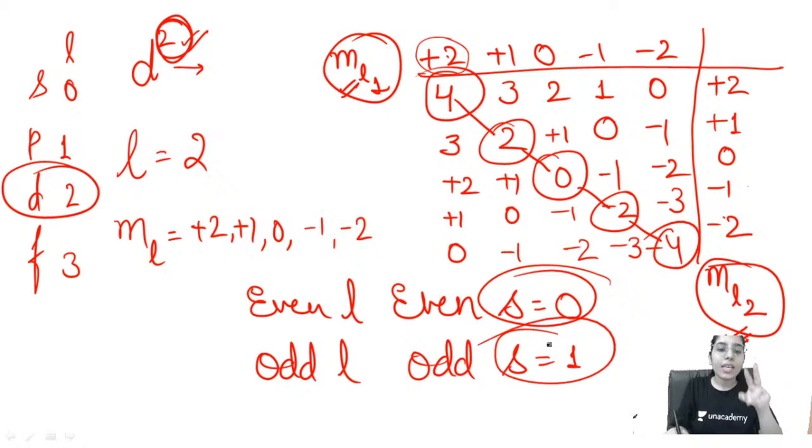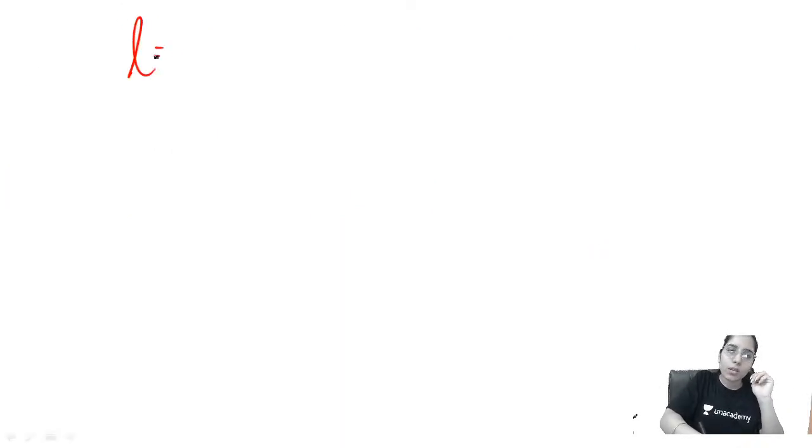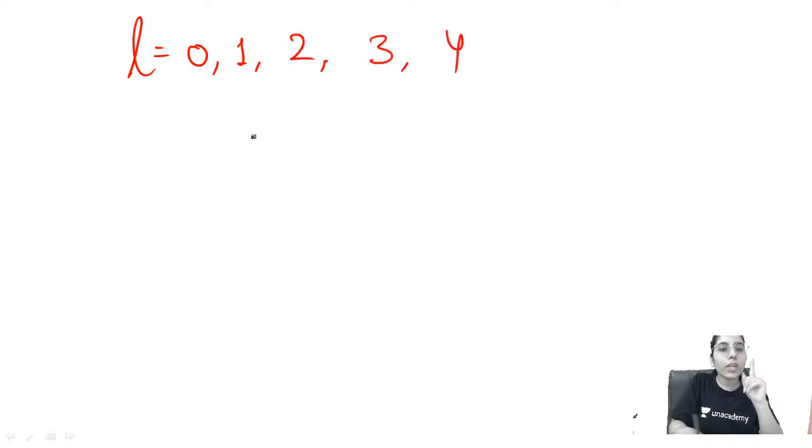Another thing, even L, that means what is the maximum ml value you can see here? That's 4. So just to save your time, directly write 0 to 4 for all the values of L. So L values are going to be 0, 1, 2, 3, 4. I have told you for even values of L you are going to take even spin.